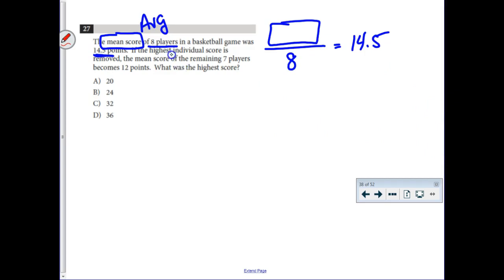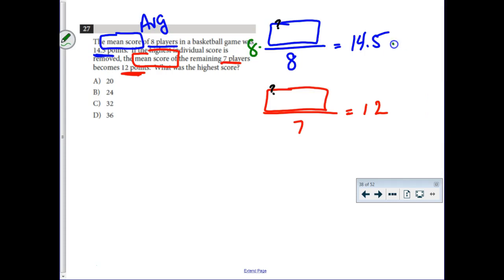Then there's another clue that says if you remove the highest score from all the players on their team, then the mean is going to change, obviously. Now you only have 7 players, and the mean is only going to be a 12. So when you add up all of those 7 players and divide by 7, you get an average of 12. If I think of this like an algebra problem, if I want to figure out what these little boxes are, that's going to help us out. So we're going to cross multiply. We're going to multiply by 8 over here, and we're going to multiply by 7 over here.